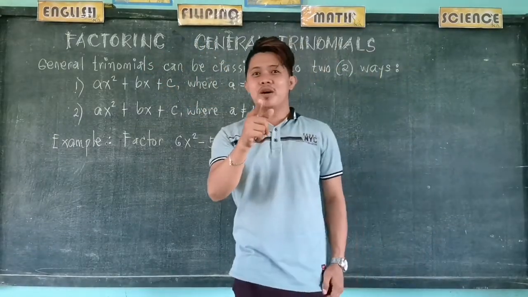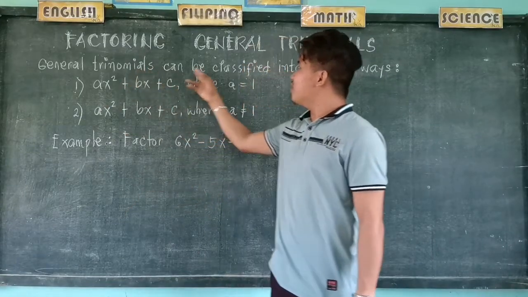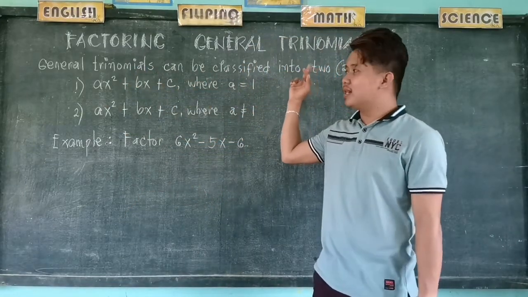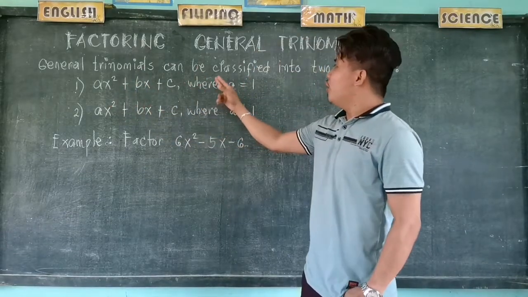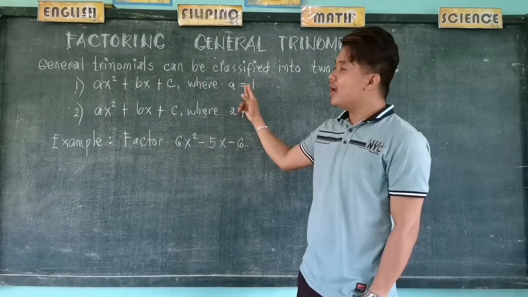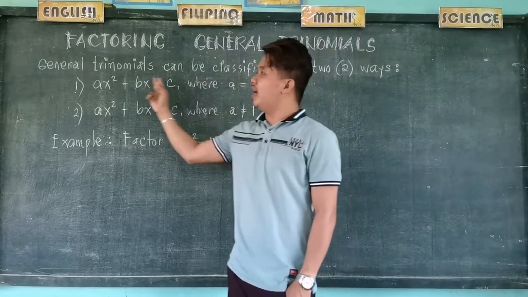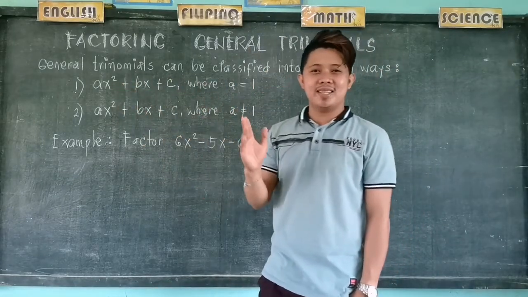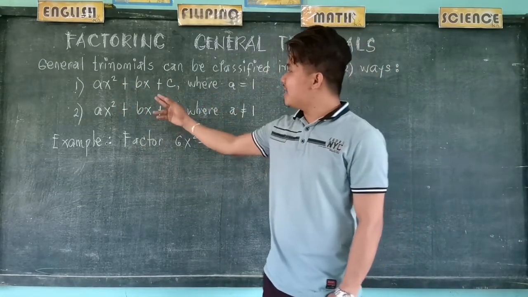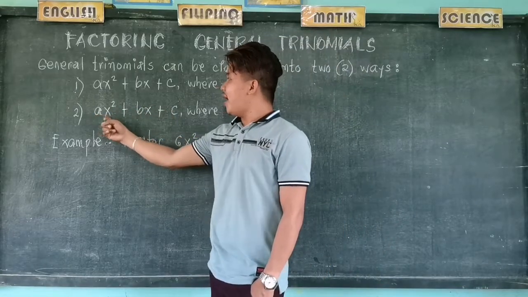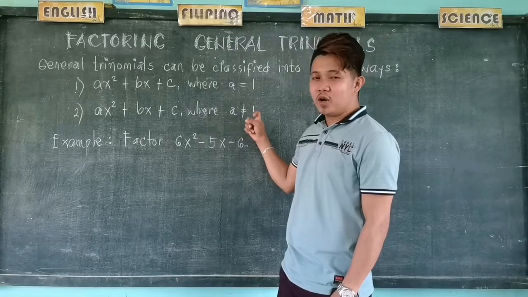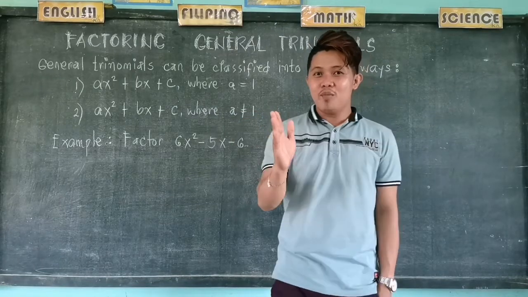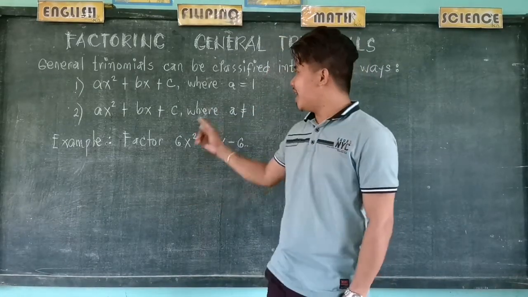As you can recall, we have two classifications of general trinomials. Number one, ax squared plus bx plus c, where a is equal to 1. And this classification was already discussed in our last video. And the second classification we have ax squared plus bx plus c, where a is not equal to 1. So this time, we will focus on the second classification.